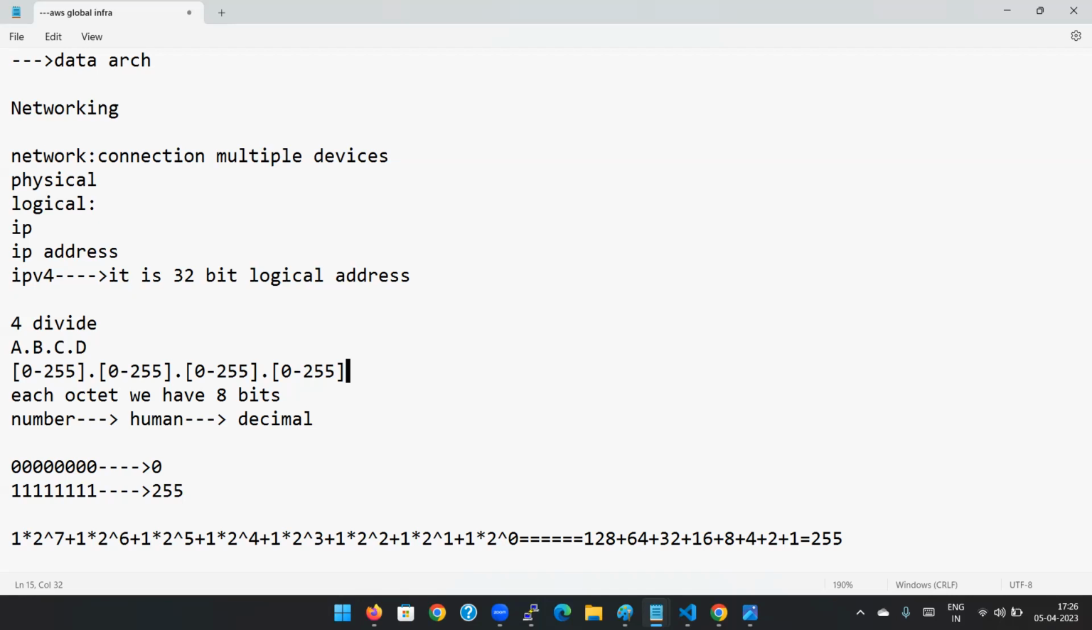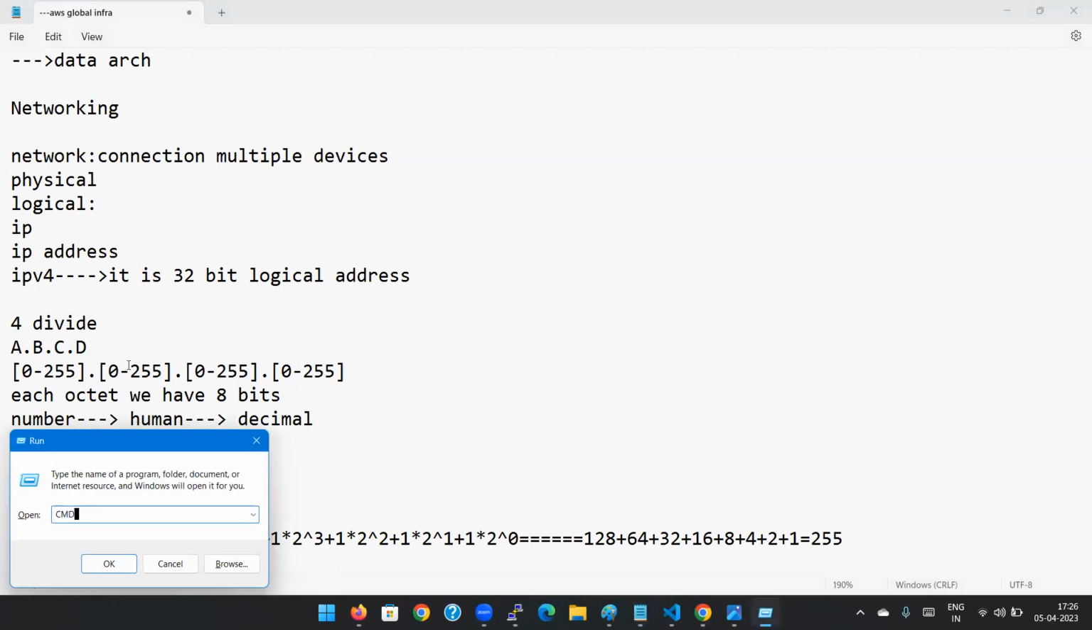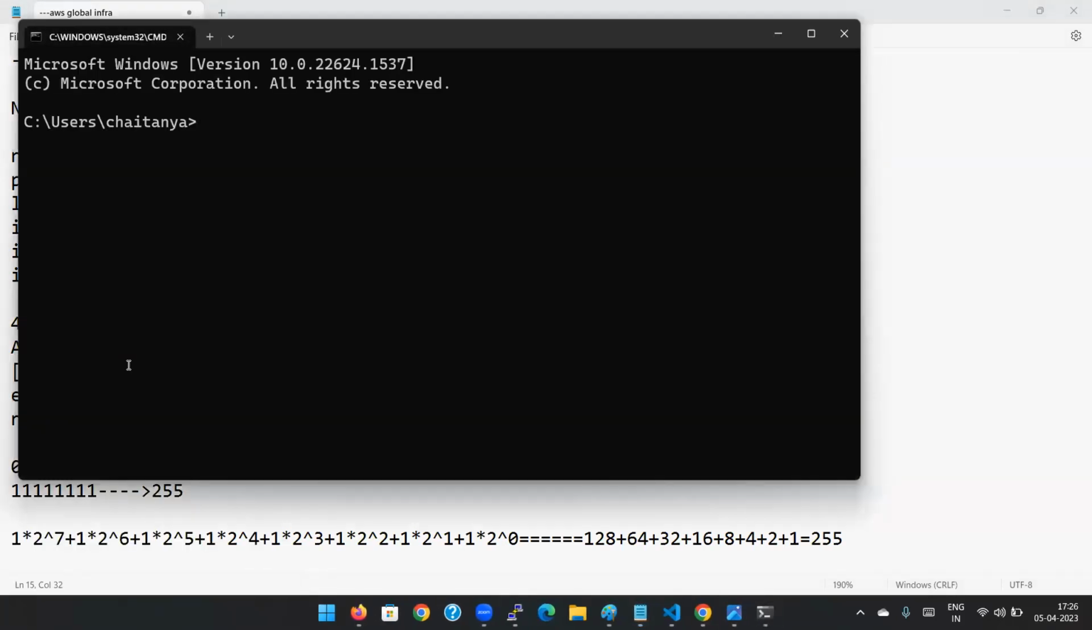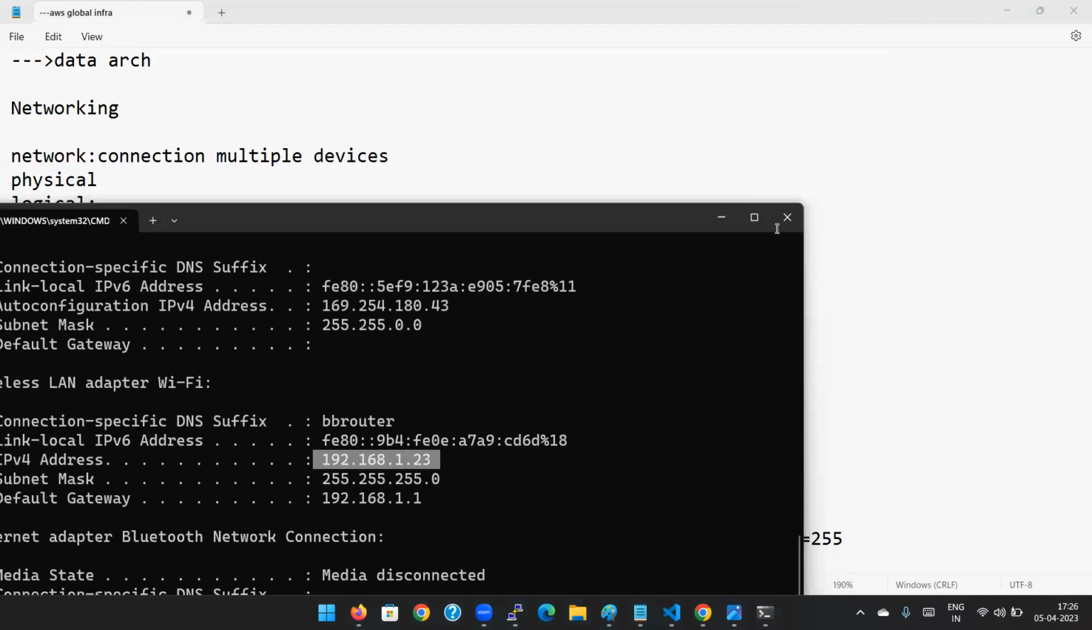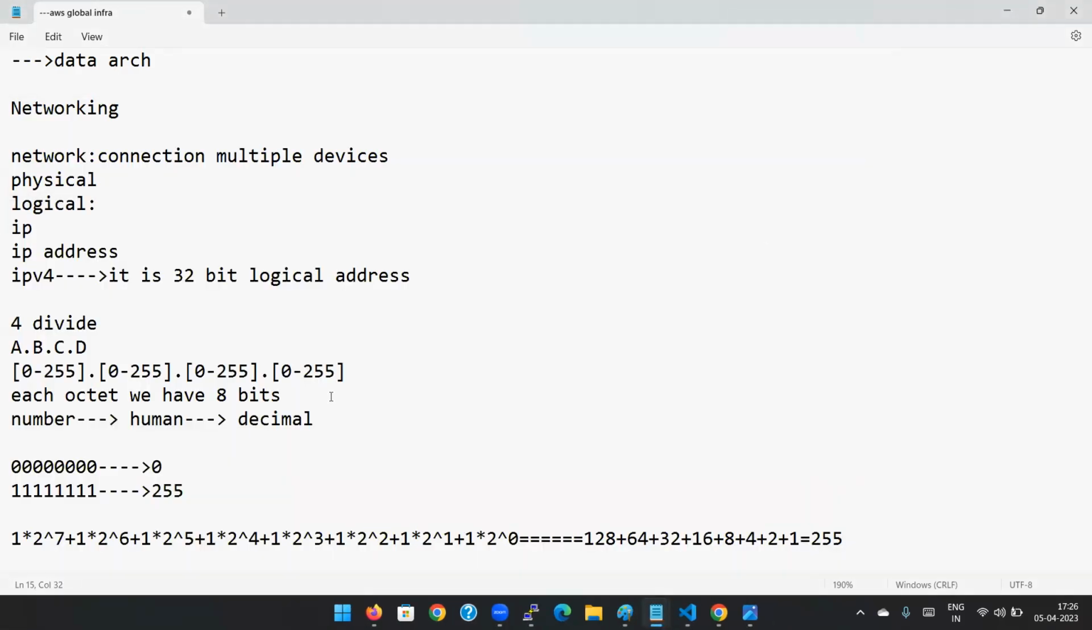For example, if I want to show you my computer IP address, I use ipconfig. See, my computer IP is 192.168.1.23. There is no number larger than 255; all the numbers are below 255 only. That shows that in each octet, each portion of an IP address, the numbers range from 0 to 255 only.